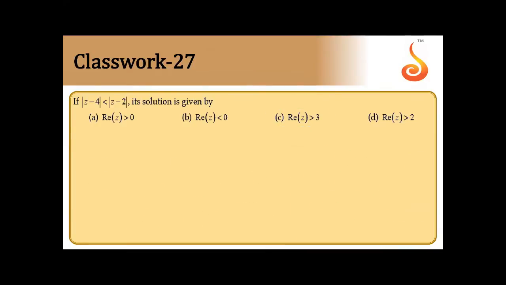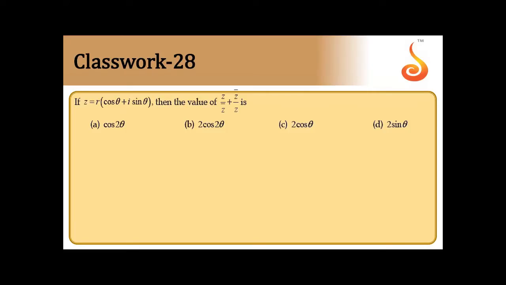The next question: z equal to r into cos theta plus i sin theta, z by z bar plus z bar by z. So z is this one, z bar means conjugate. Conjugate means r into cos theta minus i sin theta. Okay, what is z by z bar? So z by z bar means r into cis theta divided by r into cis minus theta.